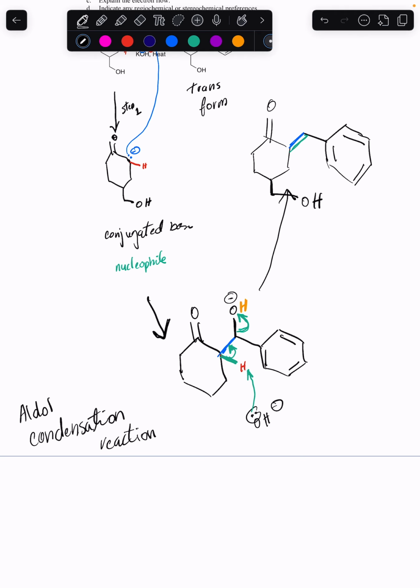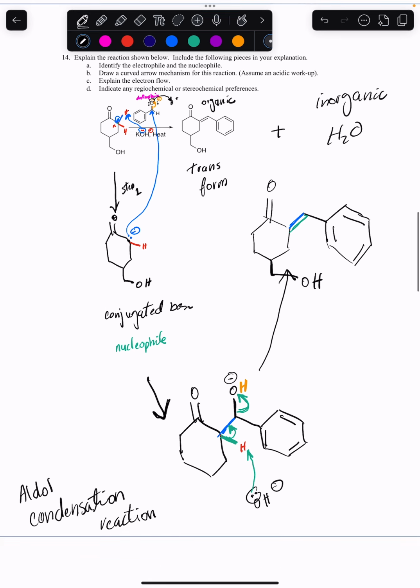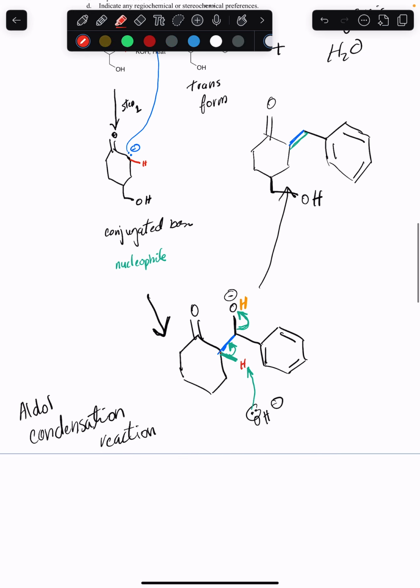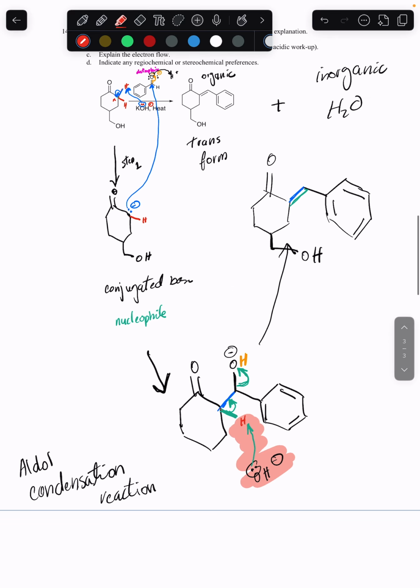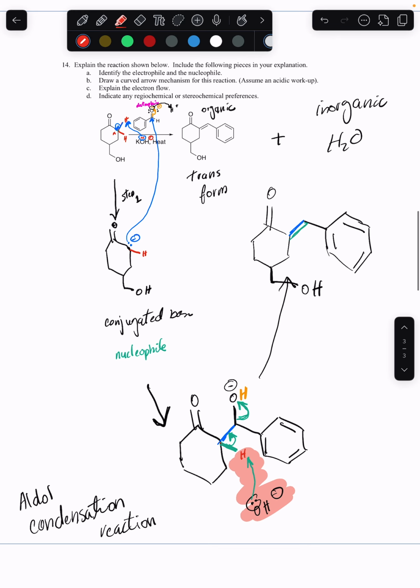And whenever we have a condensation reaction, our byproduct, the inorganic product, will be water, or H2O. And as we can see, this is formed in this step over here. The hydroxide attacks the hydrogen, forming a molecule of water. So I hope this was helpful.